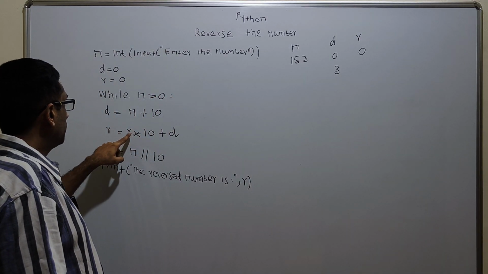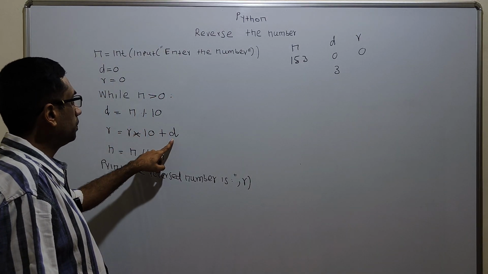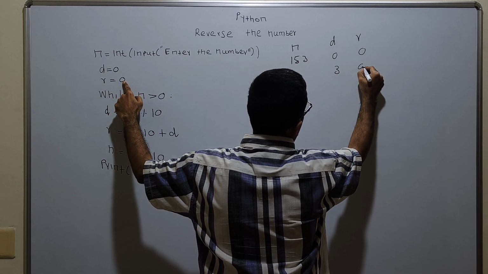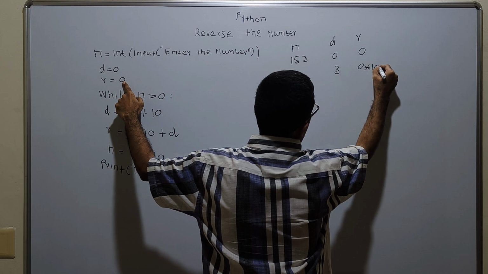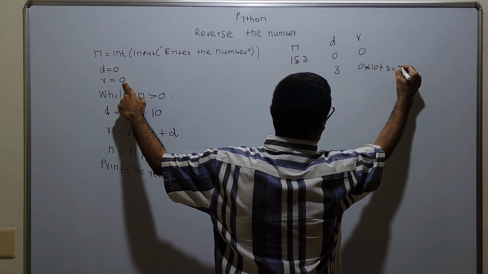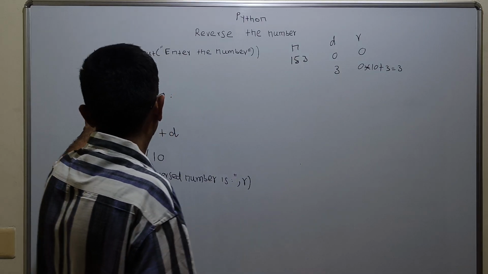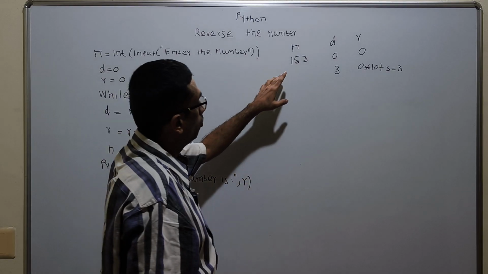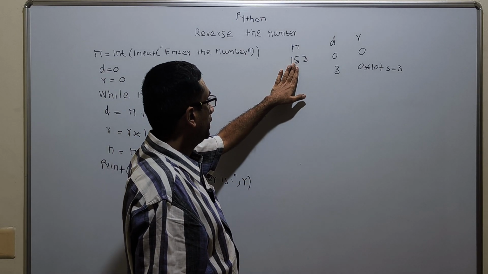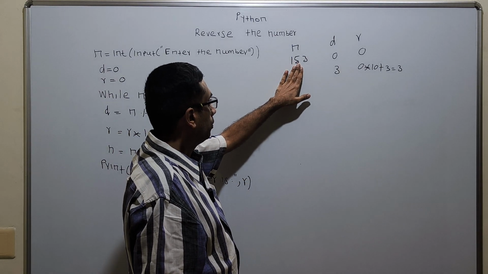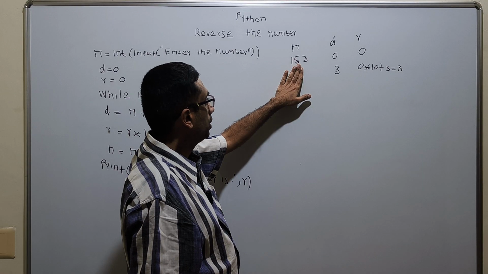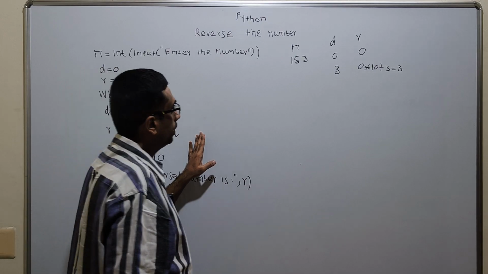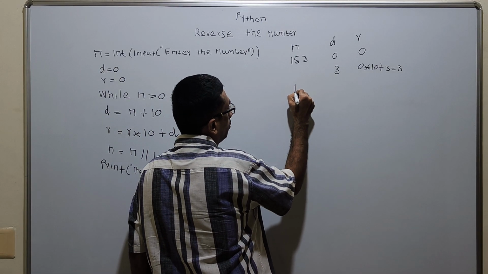Reverse equal to existing value of reverse into 10 plus d. So what is the existing value of reverse? This is 0. 0 multiplied with 10 plus 3, which is equal to 3. R is having the value 3. N equal to n integer division of 10, that is 153 integer division of 10. So 153 is divided by 10, the value is 15.3. In integer division, the fraction part will get omitted, that's why the value of n is 15 now.